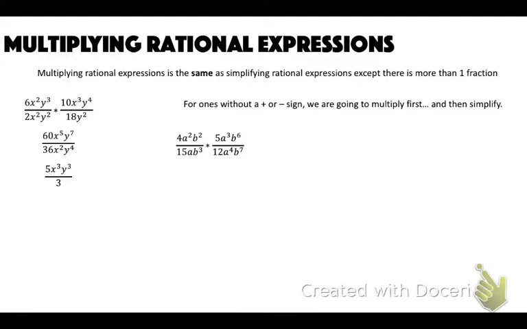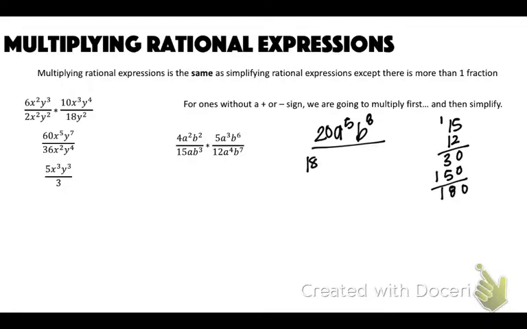Okay, let's do one more. So we're going to multiply on top. This is going to be 4 times 5 is 20. A squared times a cubed is a to the 5th. B squared times b to the 6th is b to the 8th. 15 times 12, I don't know what that is. I don't have a calculator. So that'd be 0, 1, 3, 180. So this is 180 a to the 5th b to the 10th.